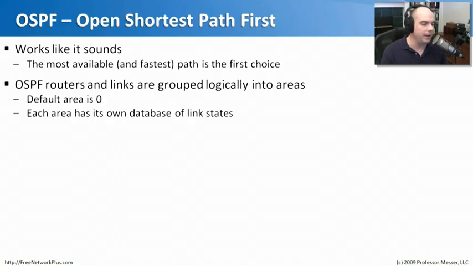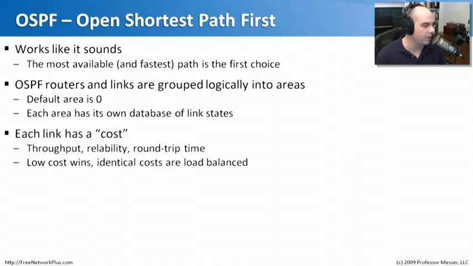Now, each area is in charge of keeping track of its own database of link states. So you'll see that each one of those is really a world unto itself. An area just keeps track of everything in its area, and then between the different areas, the routers keep track of what's going on between those. So it's really segmenting out the processes that take place for routing. You'll see this a lot with routing protocols.